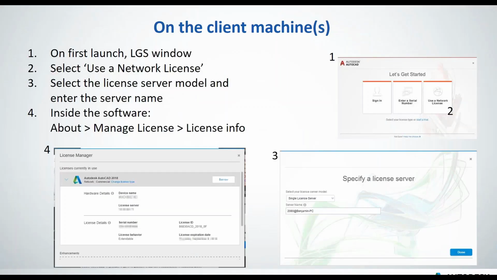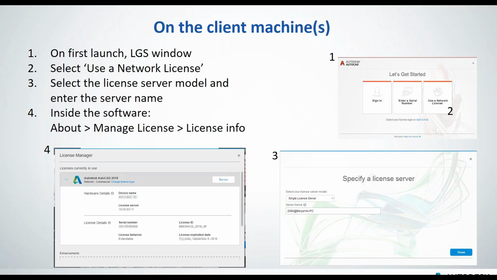So when we are done on our server or servers, depending on the server model you have chosen, we just need to go on our client machine and install the software, and on first launch we'll be presented with our Let's Get Started window. In this case, obviously we're going to choose user network license. We'll be asked to enter our host name, and then we'll just click done, and our program will be opened.